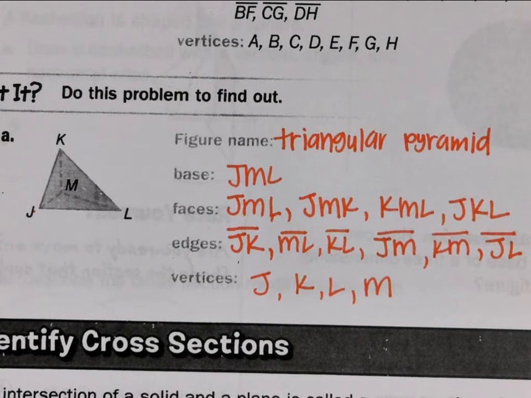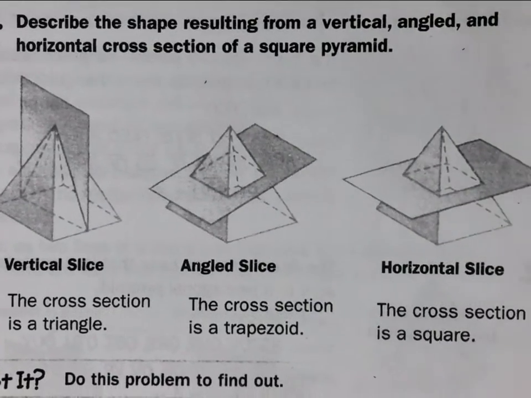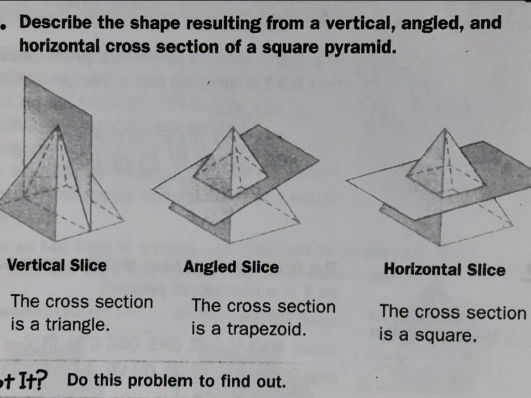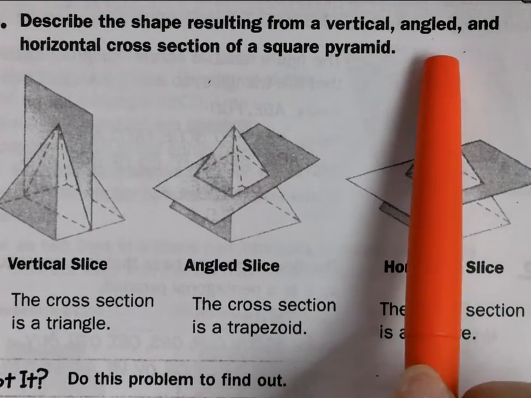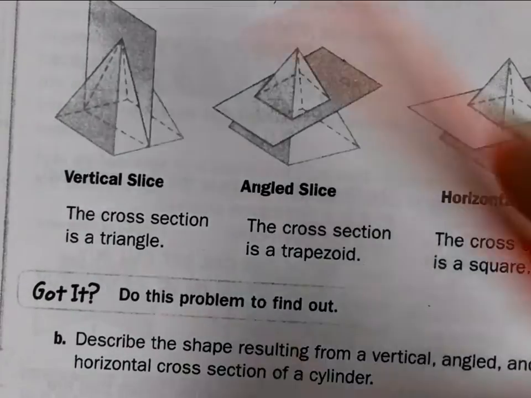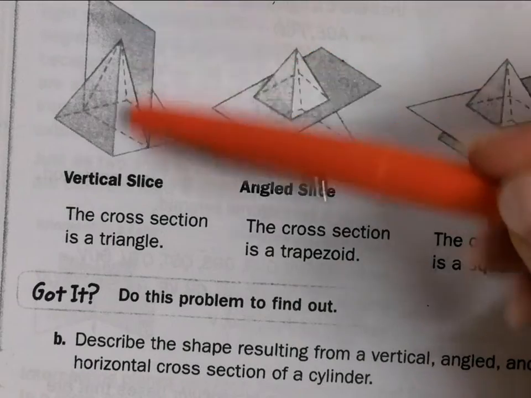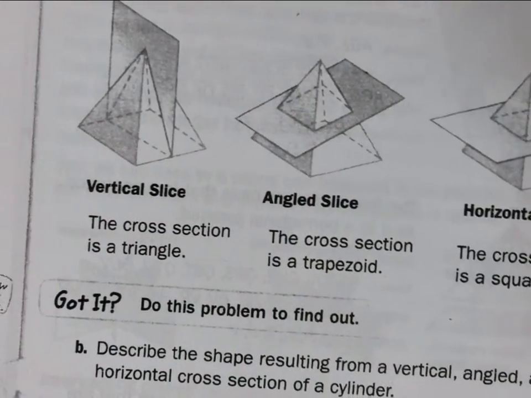All right, at the bottom it says a cross section is an intersection of a solid and a plane. So let's see exactly what they're talking about. By a cross section, that means we are basically cutting these 3D figures into 2 pieces and figuring out what type of figure is formed. Okay, so they want us to cut it vertically, angled, and then horizontal. And we have a square pyramid. So I've got my square pyramid, and then this rectangle is showing how it's getting cut up and down vertically.